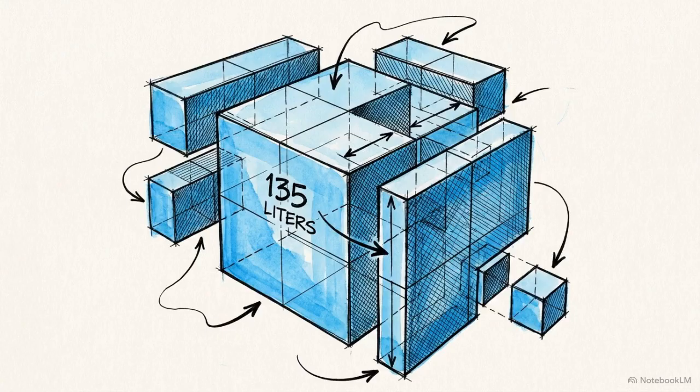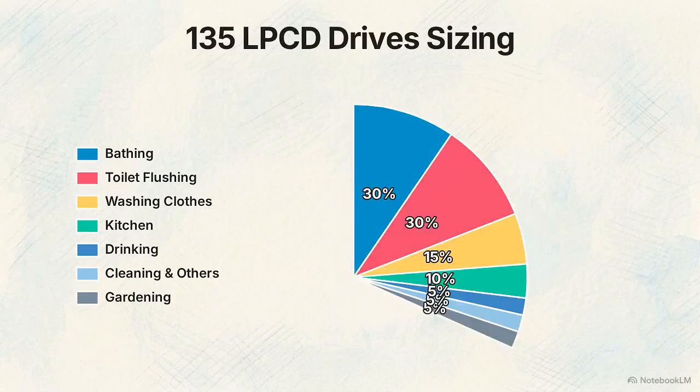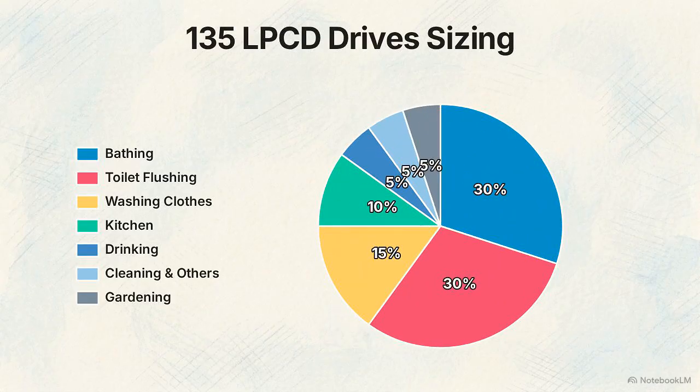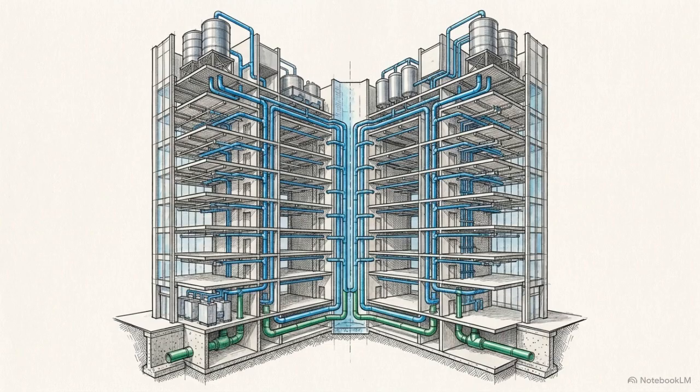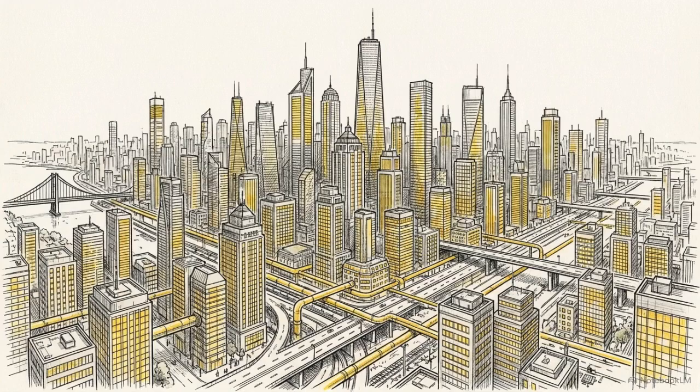We are going to deconstruct that exact 135-liter metric. We will map its internal distribution and track how this single number forces the specific physical sizing of every tank, pipe, and sewer line in a structure. Standardizing human behavior into a single fixed number allows engineers to build reliable physical infrastructure at a massive scale.